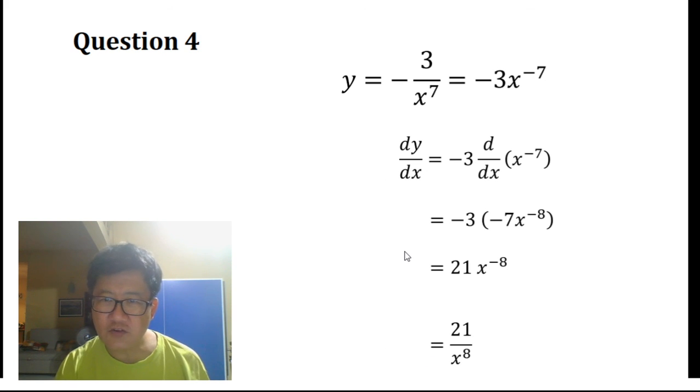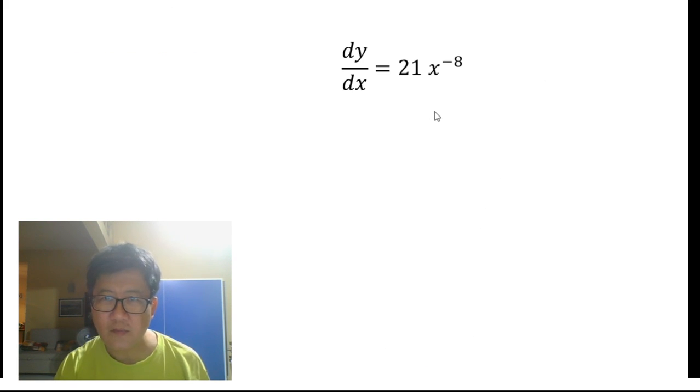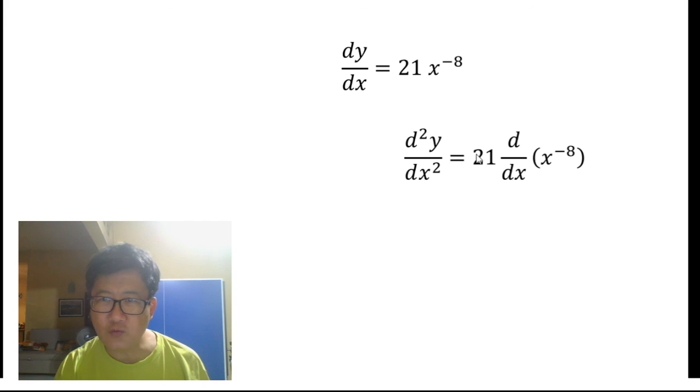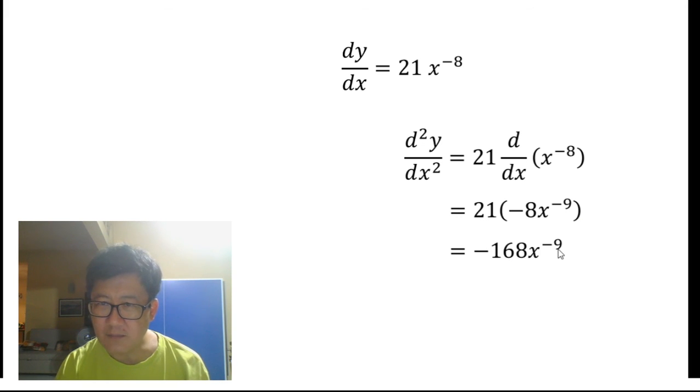The second differentiation, we are differentiating this. Essentially it's 21 times the differentiation of x to the power of minus 8. When we do that, we have 21 times minus 8x to the power of minus 9, because here you bring down the minus 8, and minus 8 minus 1 is minus 9. So 21 times minus 8 is minus 168x to the power of minus 9, or we can bring the x down, and that will give us minus 168 over x to the power of 9.